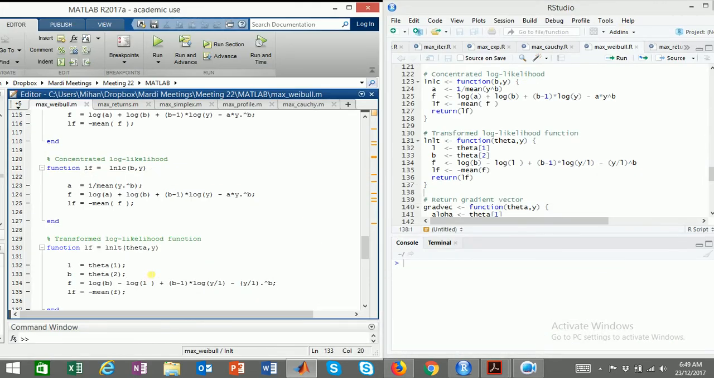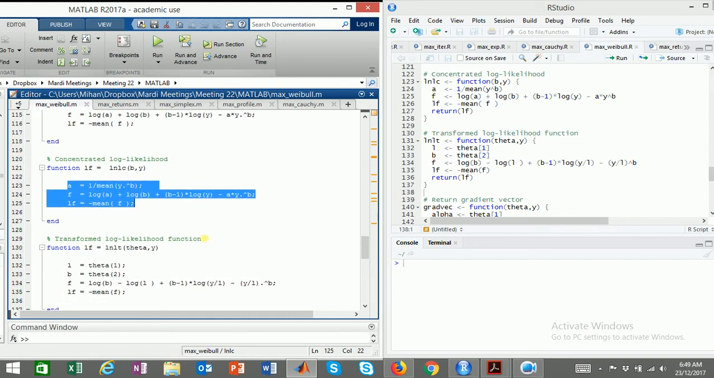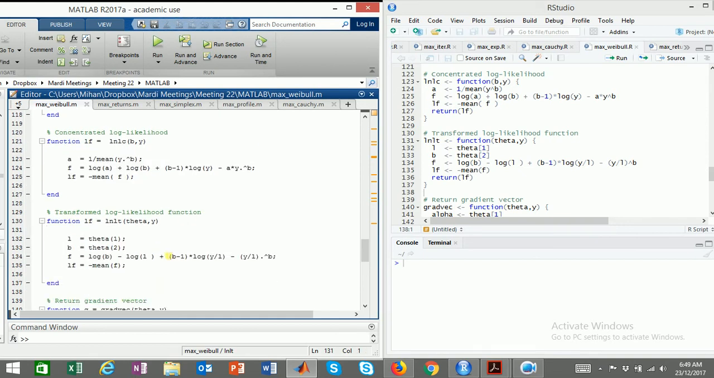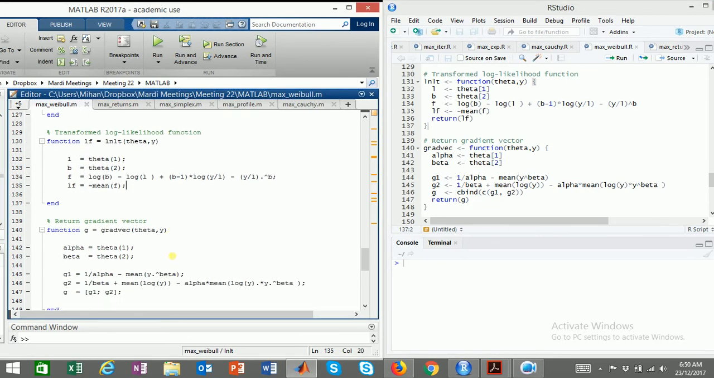We are constraining just one parameter, but we are finding b because we are not interested in finding a here, because we have concentrated a in this function. So when we include b, a will be automatically generated. Then we are transforming the log likelihood function for b only, and returning the gradient vector and alpha beta gradient g1, g2 on alpha mean of y.